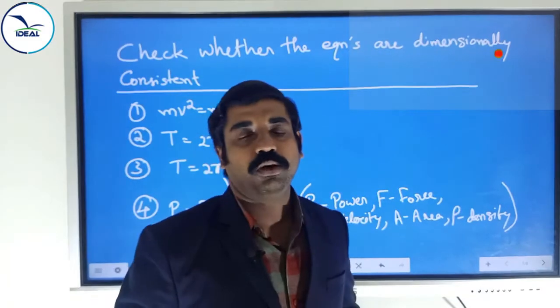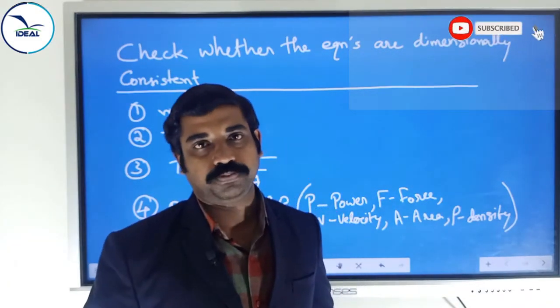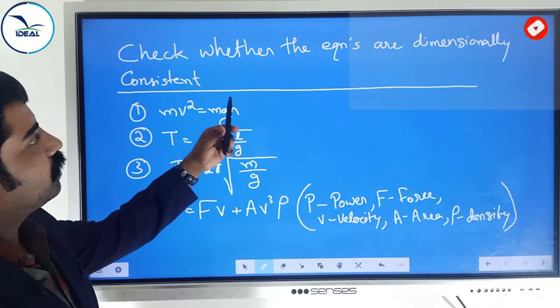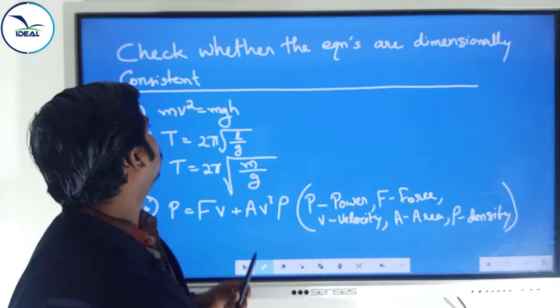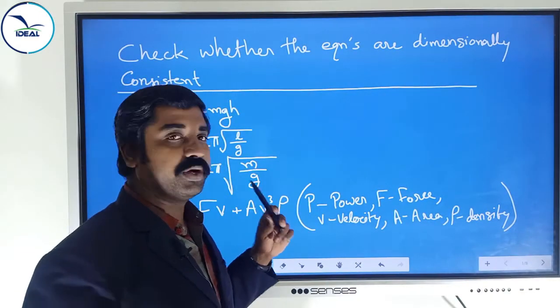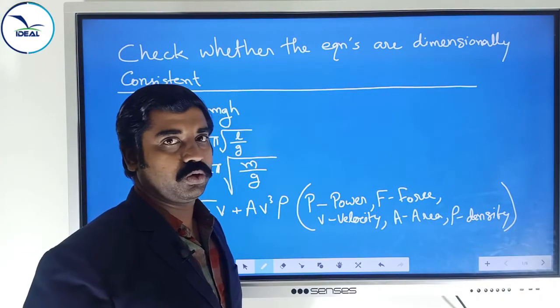Okay, dear students, now we can discuss some problems. Let us check whether the equations are dimensionally consistent. That means we want to check whether the equations are dimensionally correct or not.